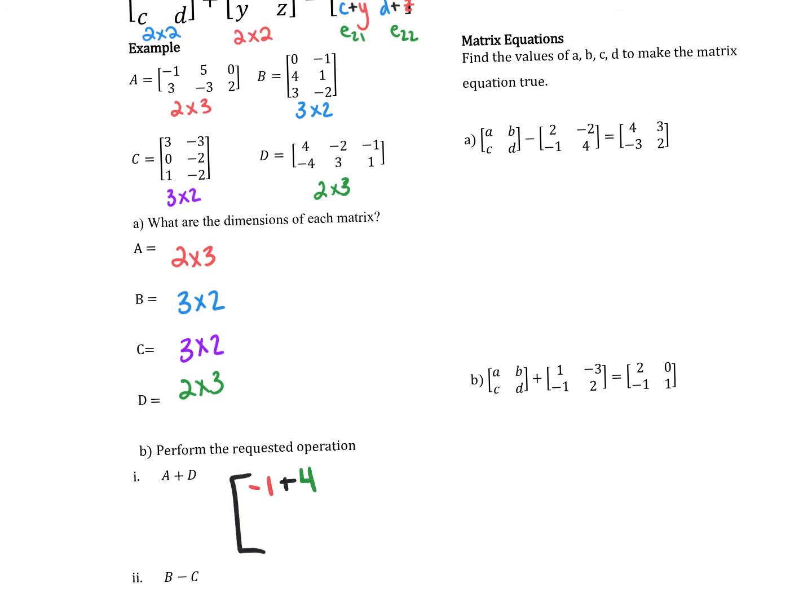There. Next I'm going to do 5 plus, in this case, 5 minus 2. Then I'm going to do 0 minus 1. Then I'm going to do 3 minus 4. And I'm going to do -3 plus 3. And I'm going to do 2 plus 1.